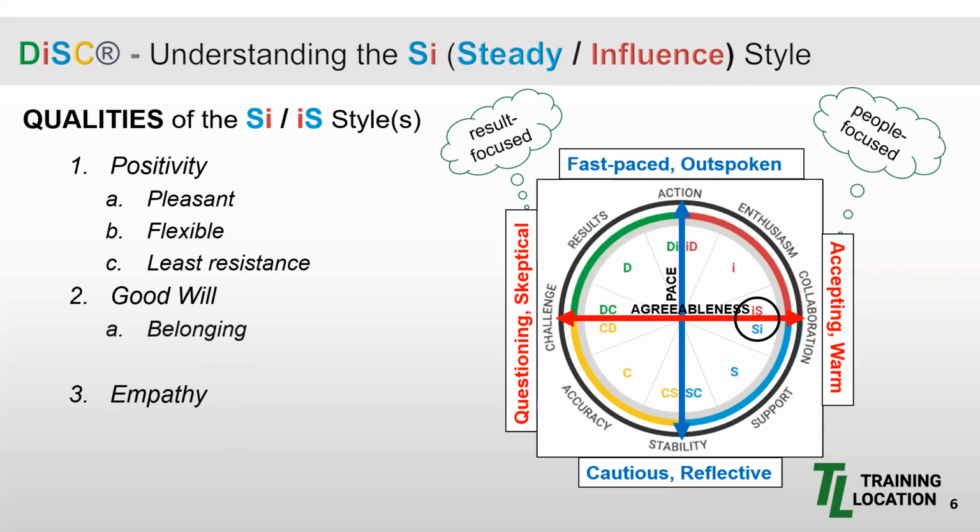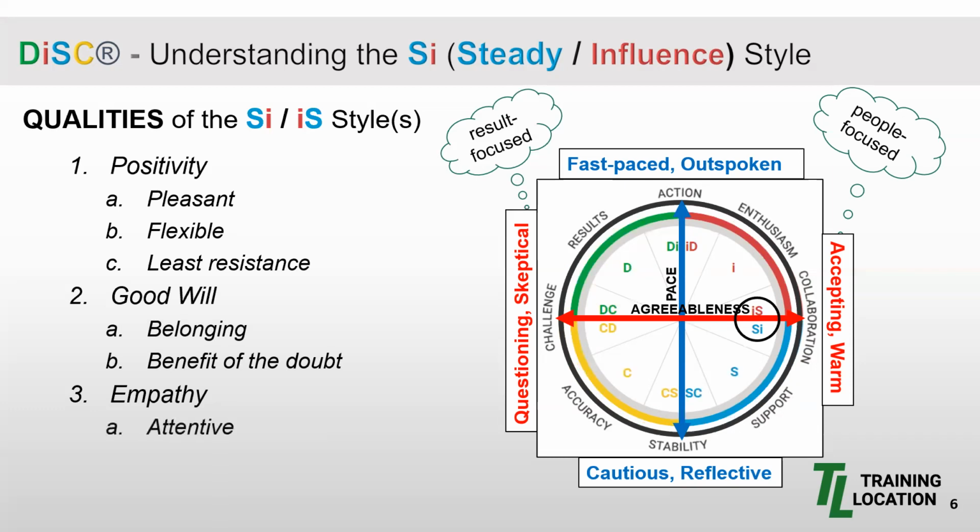Goodwill. The SI wants everyone to get along and thrive in a positive, harmonious environment where there's a sense of belonging and connection. Believing the best about people, they tend to give others the benefit of the doubt, to take what they say at face value. They won't question sincerity and they don't guard their pride.